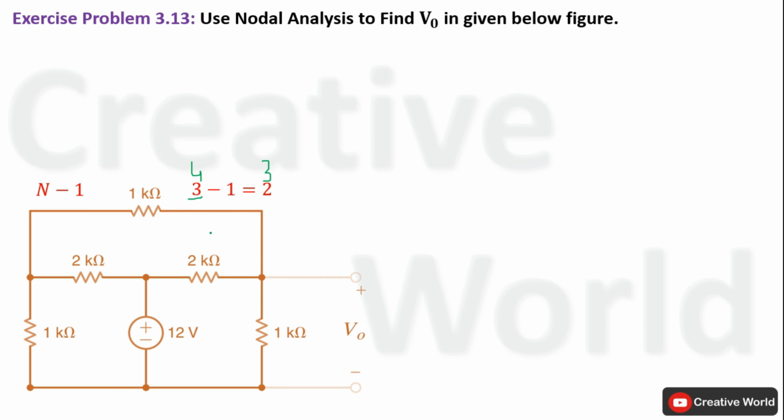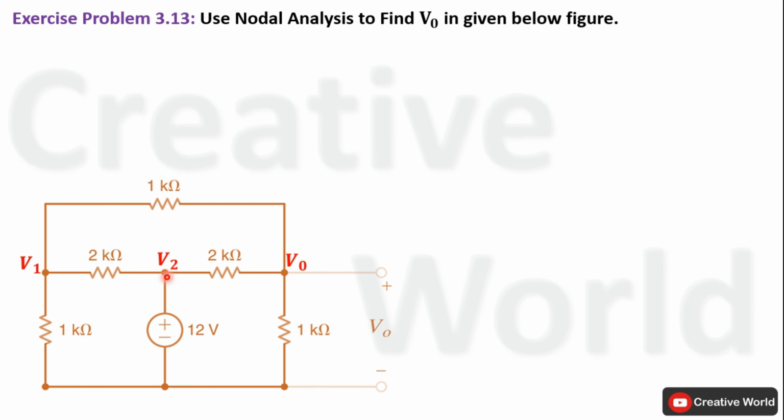In the next step, we have to label all unknown non-reference node voltages. So these 3 node voltages are labeled as V1, V2 and V0. We have taken this node voltage as V0 because this voltage is appearing across this 1 kilo ohm resistance and we are interested in finding its value. So whatever the value of this node voltage will be, that voltage will also be appearing across this 1 kilo ohm resistance as well, because this is the reference or ground node.